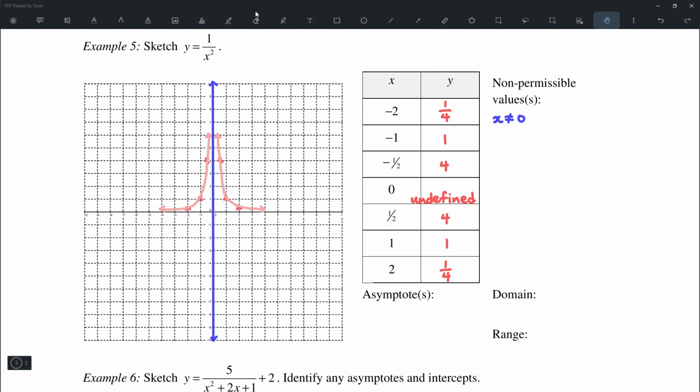And we also have a horizontal asymptote at y equals 0, since what happens as the x values get very, very large or very, very negatively large is that they'll be squared, and then we take a reciprocal, which makes them very small values, but positive. So we have x equals 0 and y equals 0 for our asymptotes.